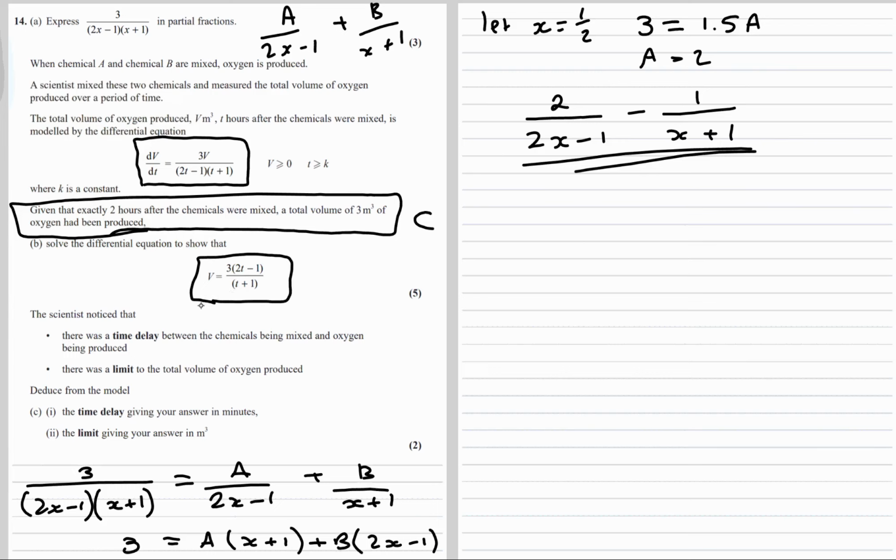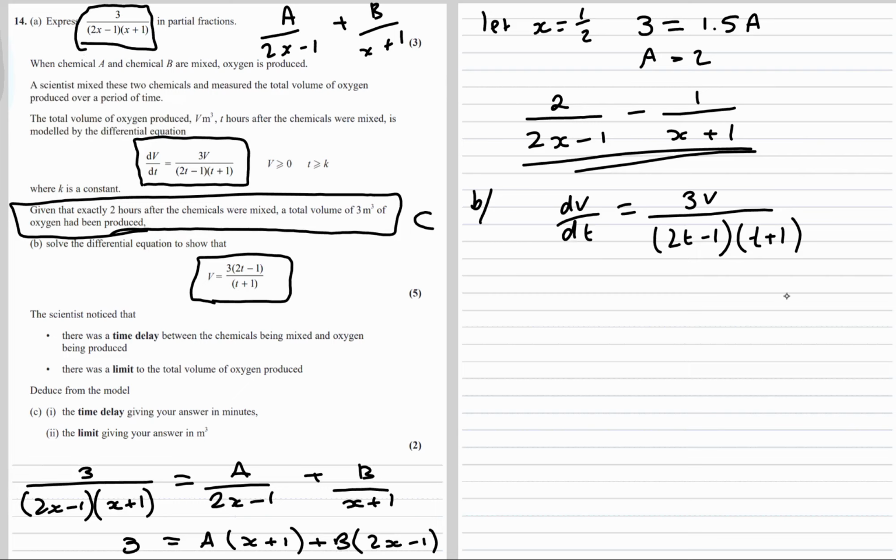V equals 3 times (2t minus 1) over (t plus 1). So our differential equation, dV/dt, is equal to 3V over (2t minus 1)(t plus 1). Now, part A and part B look very similar. So we want to get 3 over (2t minus 1)(t plus 1) on one side, and the V on the other side. We want all the t's on one side, all the V's on the other side. So divide both sides by the V.